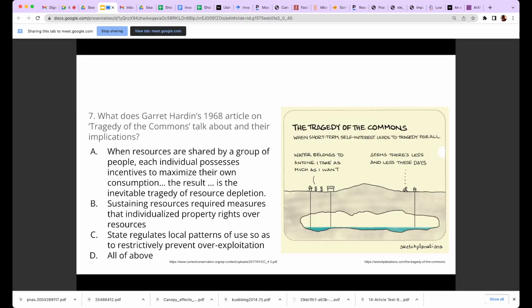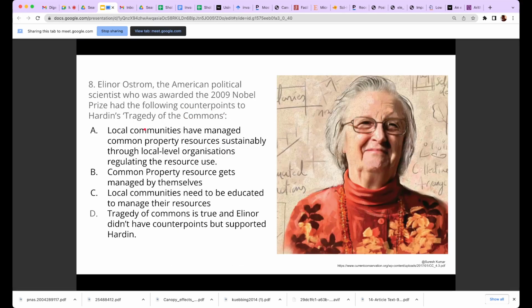Now, this is an old way of thinking. The 1968 article is a very old way of thinking. So there's this lady who came up, Eleanor Ostrom. So just read the question and give the answer.